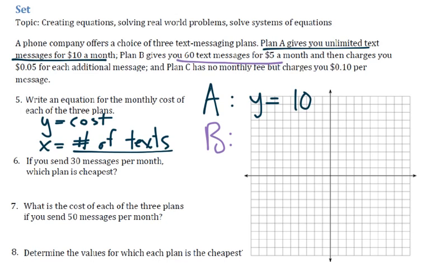60 text messages for $5 a month and then charges you 0.05 for each additional message. Okay, so how would we write this one? So our cost is equal to 0.05 times the number of messages plus the $5. Now that $5 stands for 60 texts. So that X is after we get past 60. So that's important. So is there a way we can make that work with these other ones? How would we get that to work? And it seems a bit strange and you probably can't come up with it, but it would actually have to look something like this.